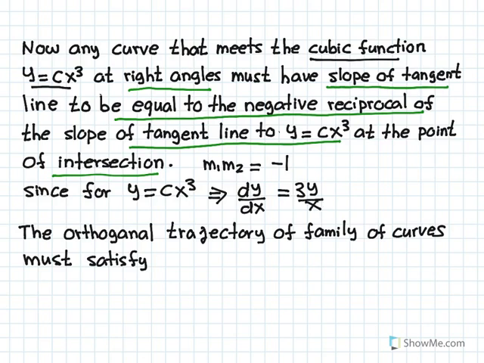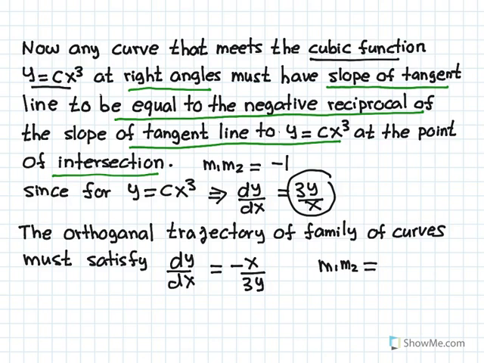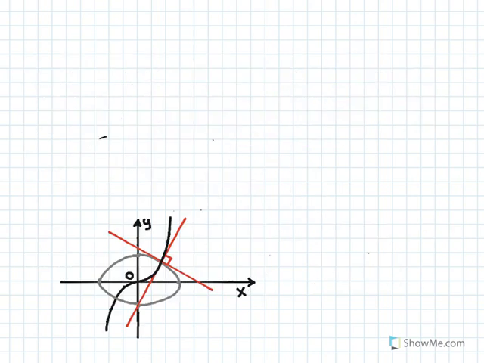Now the orthogonal trajectory of the family of curves must satisfy dy/dx is equal to the negative reciprocal of this. So just flip it and put a negative sign in front, minus x divided by 3y. And this is applying m1 m2, the condition for perpendicular lines, m1 m2 is equal to minus 1. All right, so what we have is dy/dx is equal to minus x divided by 3y. This is a differential equation of the orthogonal trajectory.